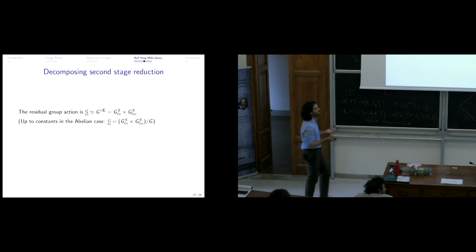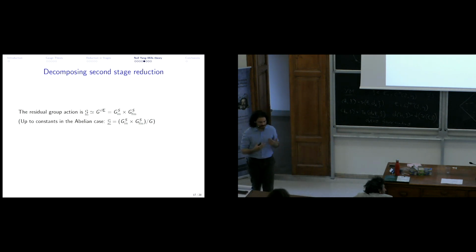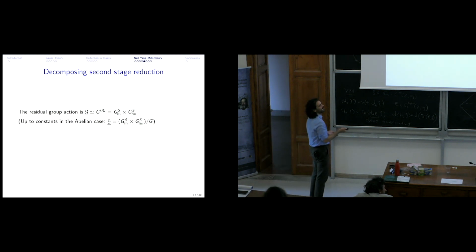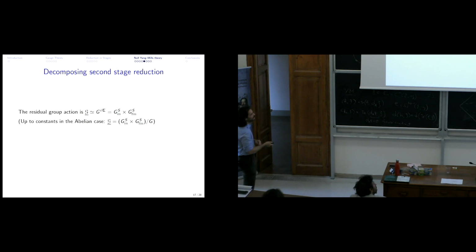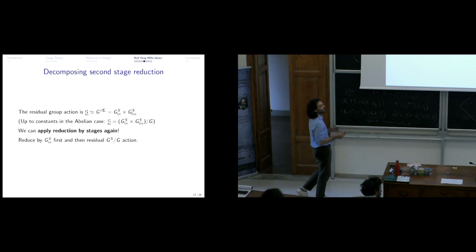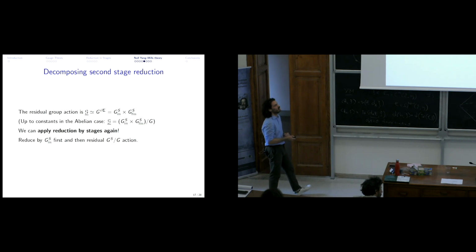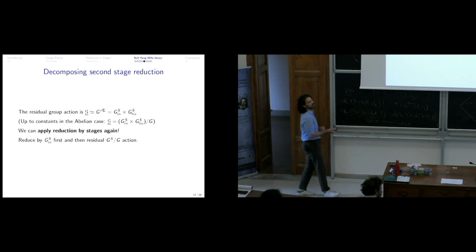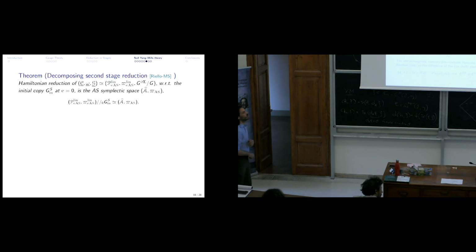Now, we have done the first stage, and then we expect to have a second stage, but the residual group action is given by the mapping group at the two boundary components of this sigma null manifold. So what we can do is apply reduction by stages again, and first reduce by the incoming group, and then be left with whatever is left. This is how one gets the Ashtekar-Streubel symplectic space, in fact.